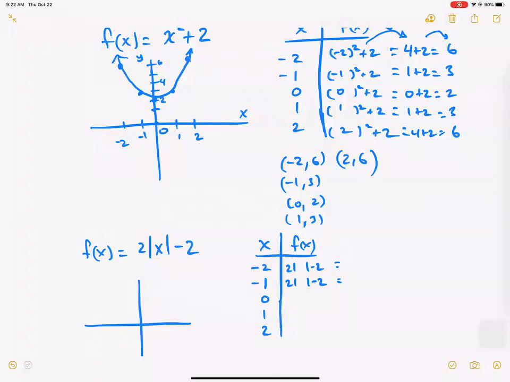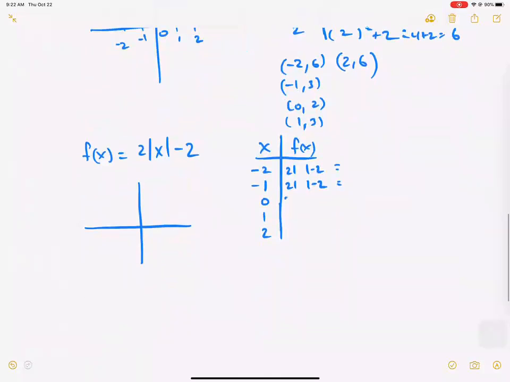Okay, let's go ahead and fill out the table. Again, I would have done this repeatedly, just like standards. And then negative 2, negative 1, 0, 1, 2. Now we do the problem. Absolute value of negative 2 is a positive 2. 2 times 2 is 4. 4 minus 2. Absolute value of negative 1 is 1. That's just 1. 2 times 1 is 2. Minus 2. We have 2 times 0 is 0. 0 minus 2. And 2 times 1 is 2, minus 2.